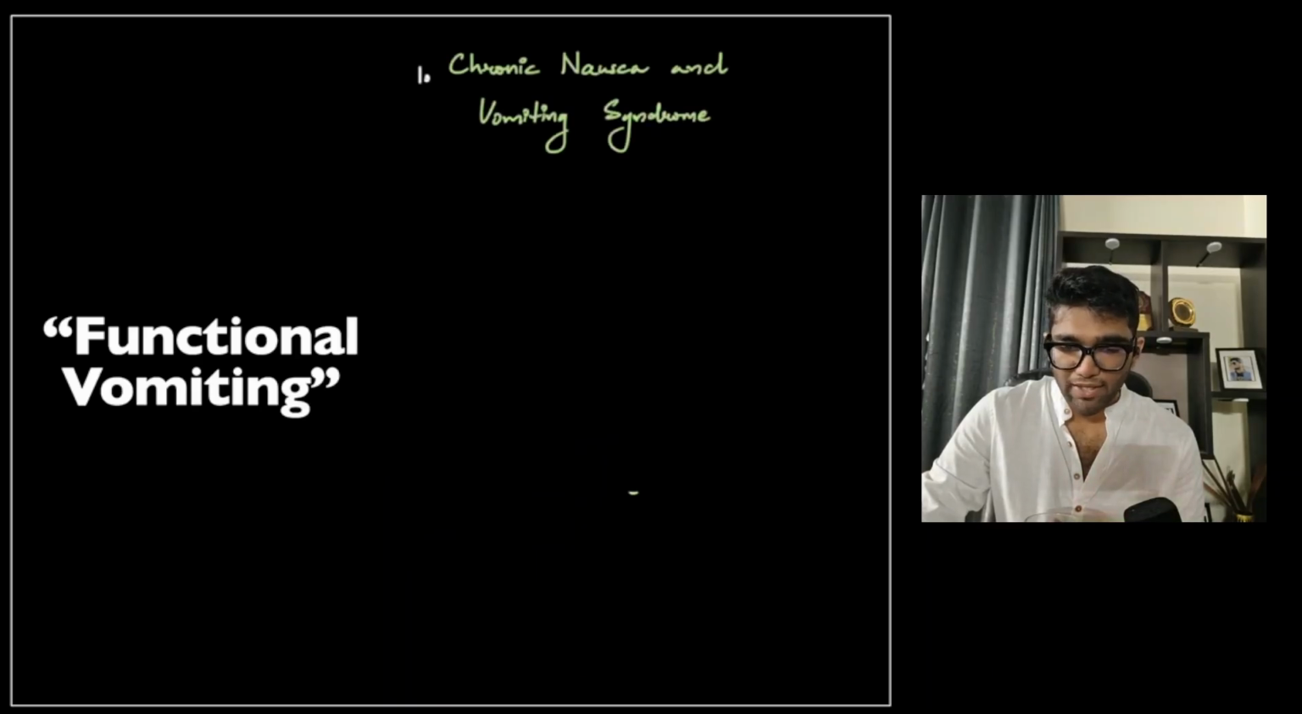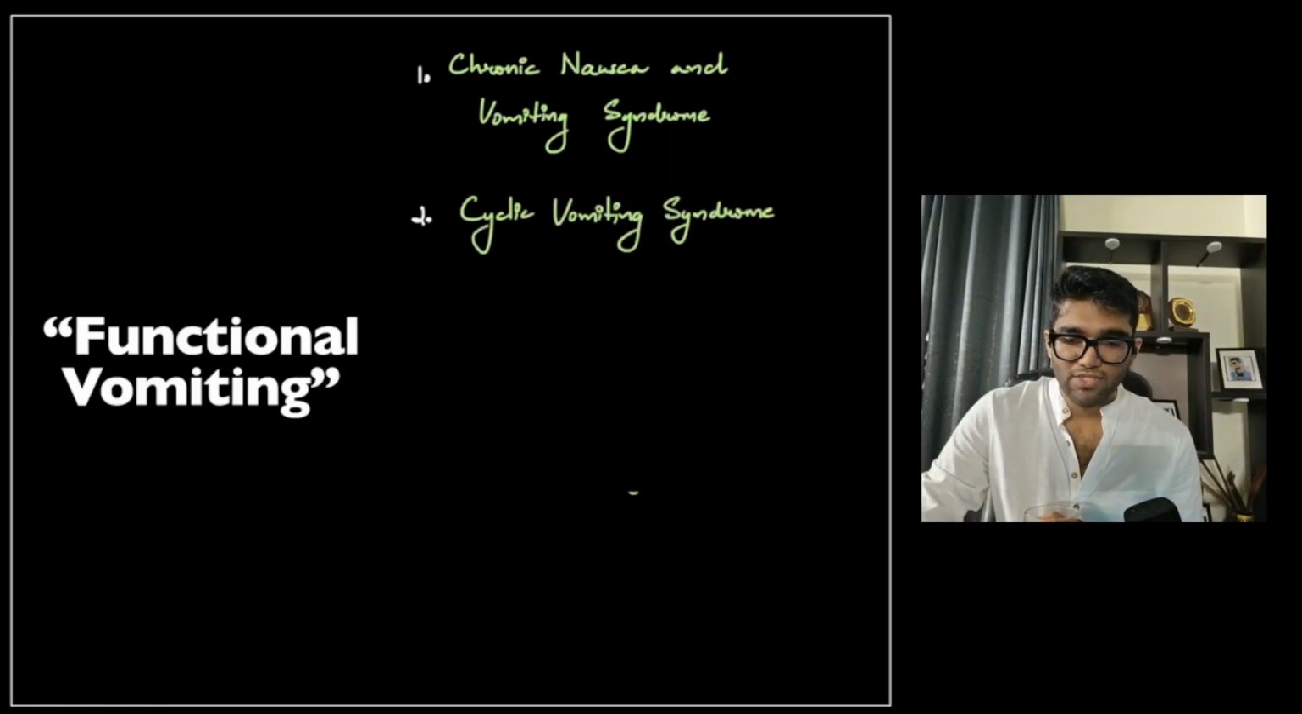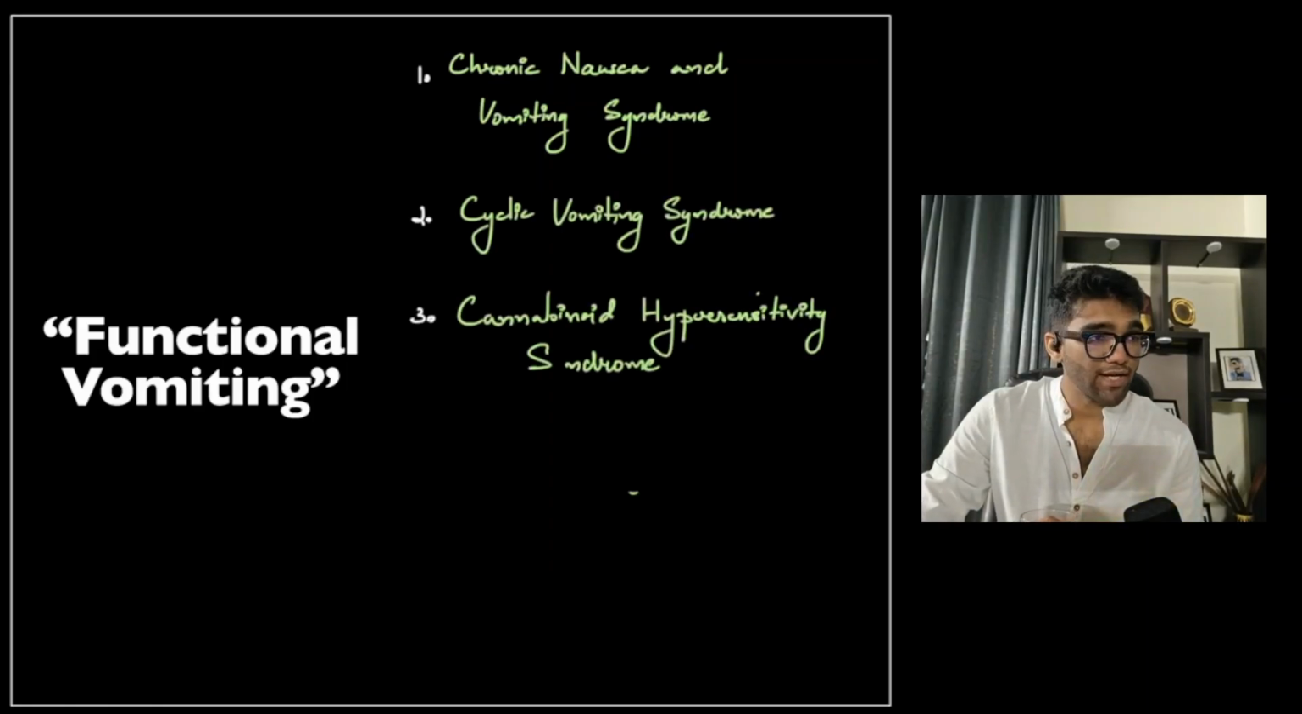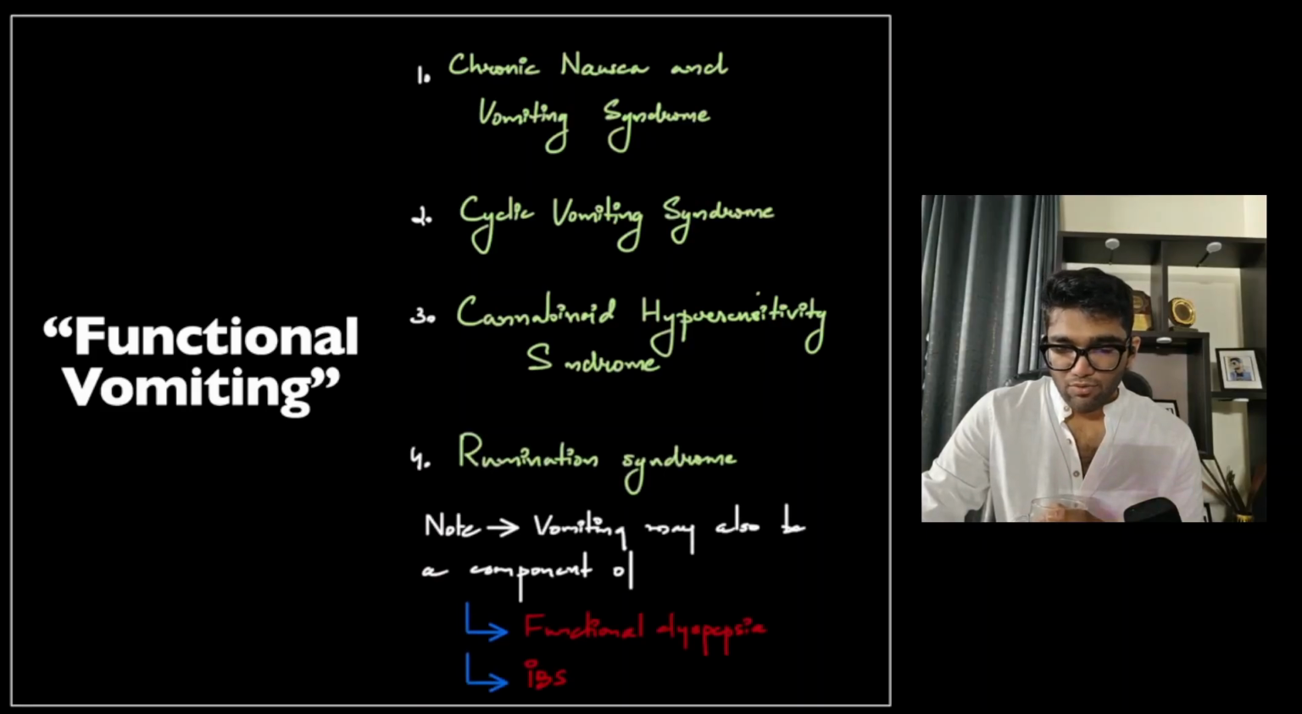Coming to functional vomiting, so there are multiple named syndromes under this category. We've got chronic nausea and vomiting syndrome, cyclic vomiting syndrome, cannabinoid hypersensitivity syndrome, and rumination syndrome. Now, the important thing is we will talk about functional dyspepsia and irritable bowel syndrome, and it may be a part of functional dyspepsia and irritable bowel syndrome also, but then the primary complaints are slightly different. Okay, so we'll restrict the present discussion to these four entities. So let's talk about them.